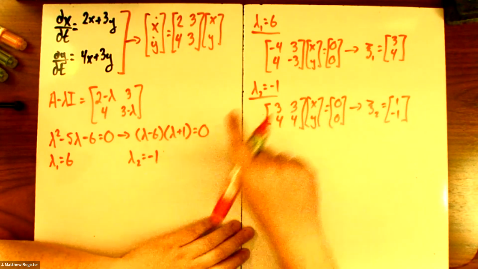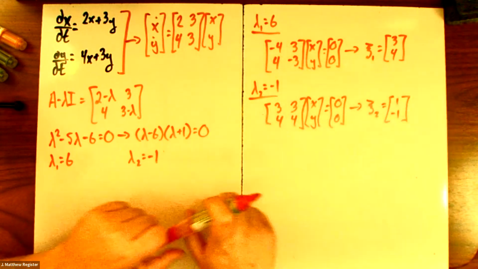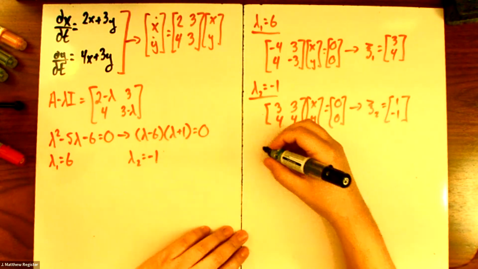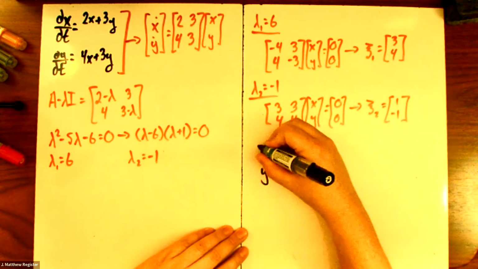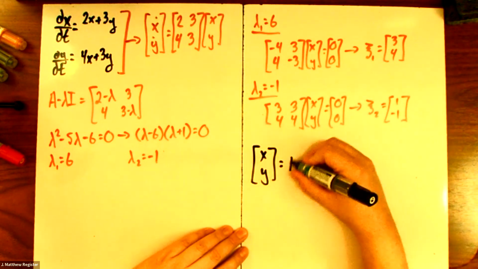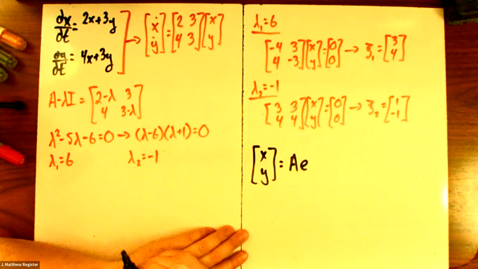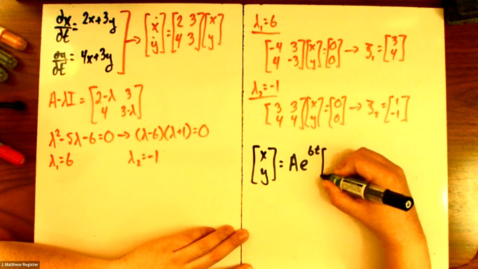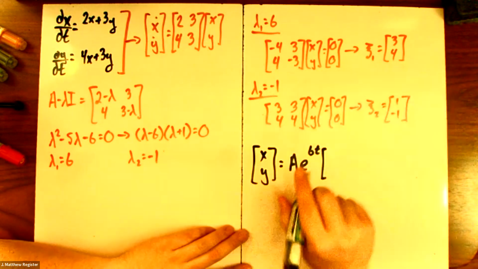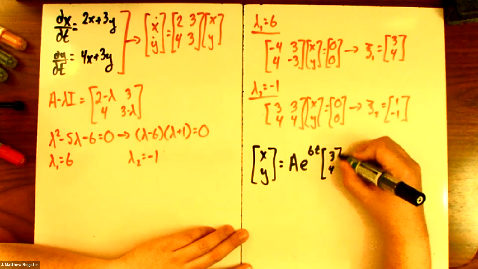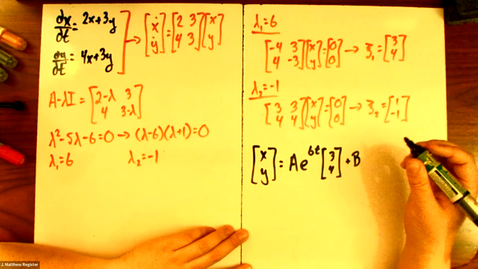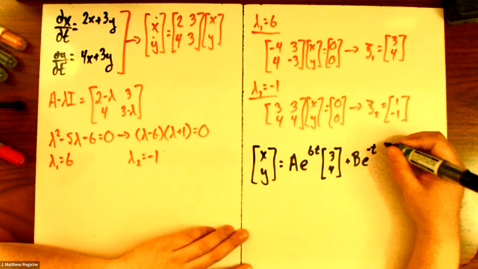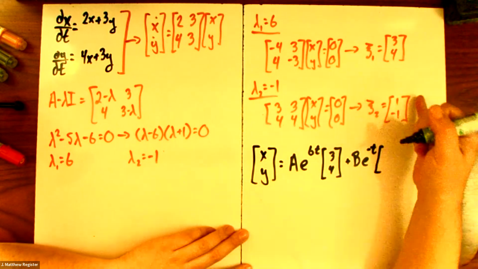Well, we now have two eigenvalues and their corresponding eigenvectors. We can write out our solution. And so our solution is going to be xy is equal to a e to the lambda t, so e to the 6t, times our eigenvector, 3, 4, plus b e to the -1t times 1, -1.